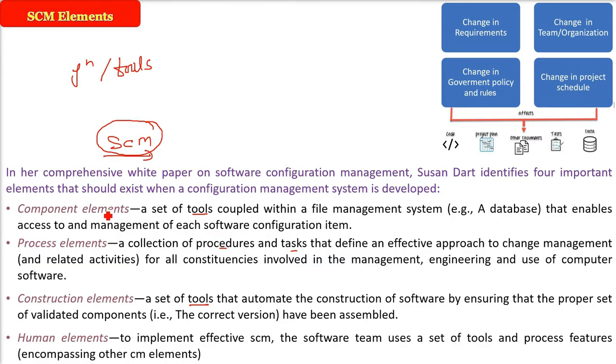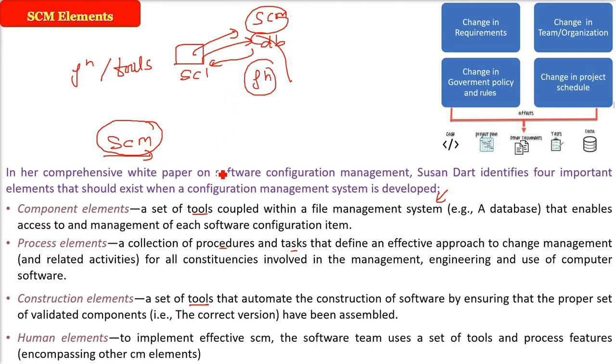The component elements are a set of tools coupled with the file management system. So we are talking about component elements, that is a database. All these SCI elements have to be put into some repository, and then we need to access it. So there has to be a database that allows us to access and manage each of these SCIs, that is software configuration items. Even if we want to develop a new CMS, we need component elements, that is a database, properly. We also need some procedures, tasks, etc. That is called the process elements.